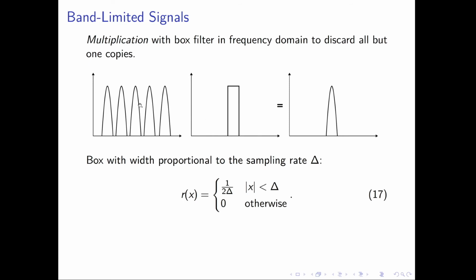And if the original signal has the property that it is band limited, then we can sample it with a Shah function, and we can exactly reconstruct it by later multiplying it in the frequency domain with the box filter.